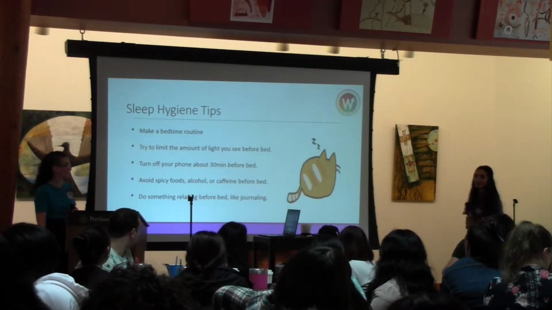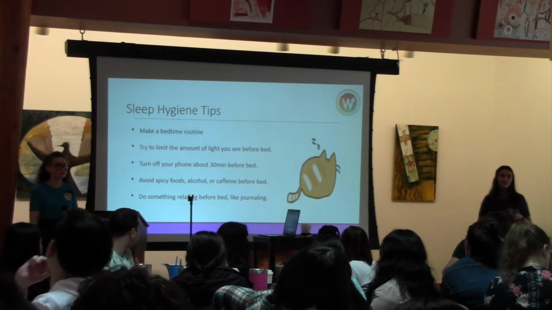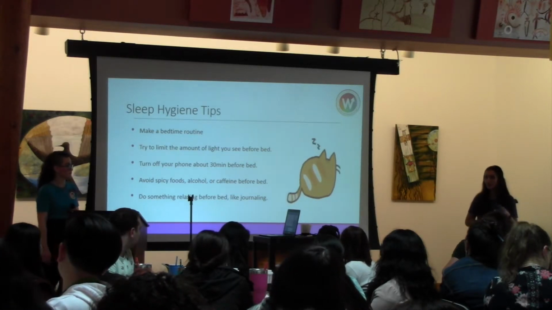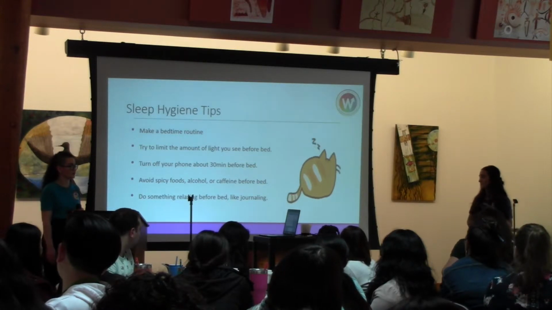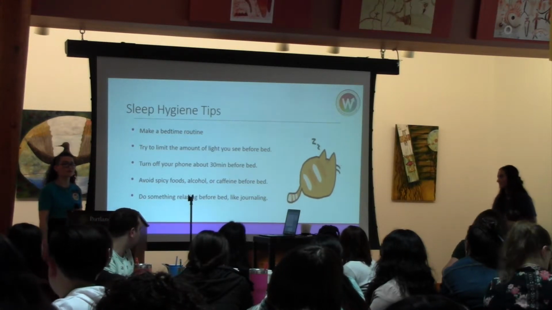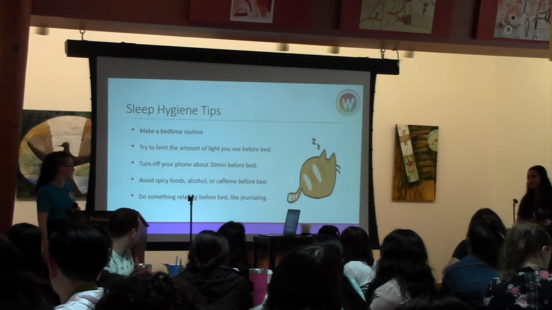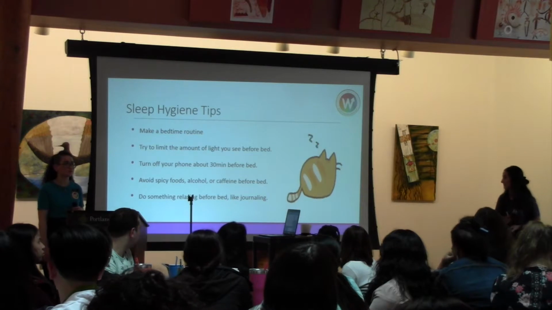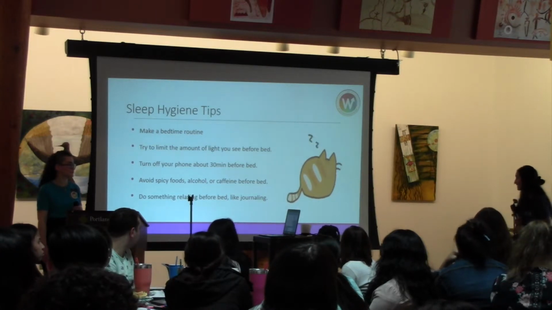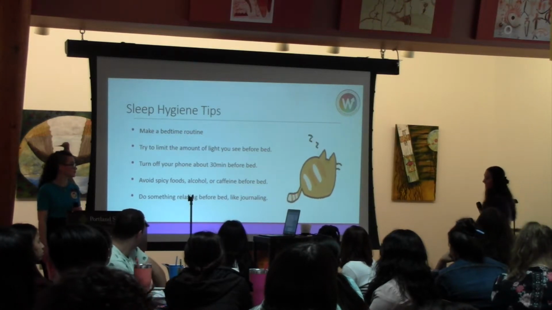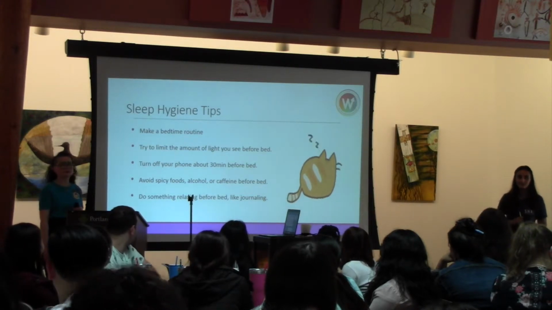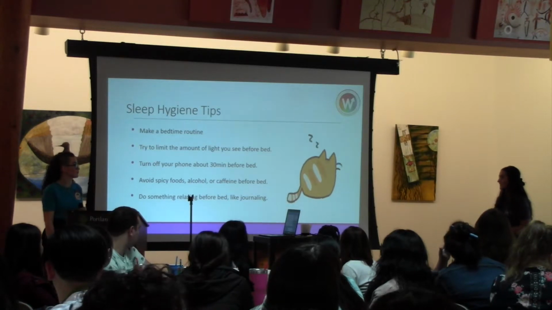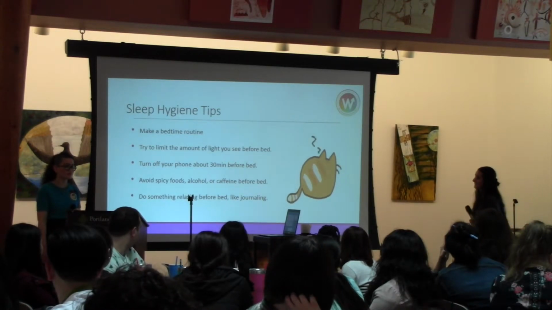Try to limit the amount of blue light you're getting from a TV, your computer, your phone. You can turn on the night shift, so it has an orange tint, but it's still good if you just turn it off about 30 minutes before bed. And then you should also avoid spicy foods, alcohol, and caffeine. I think spicy foods maybe feel like an upset stomach. Caffeine is obvious. And then just do something relaxing. So don't work out right before you get into bed. Maybe journaling as an example, meditating, something like that.